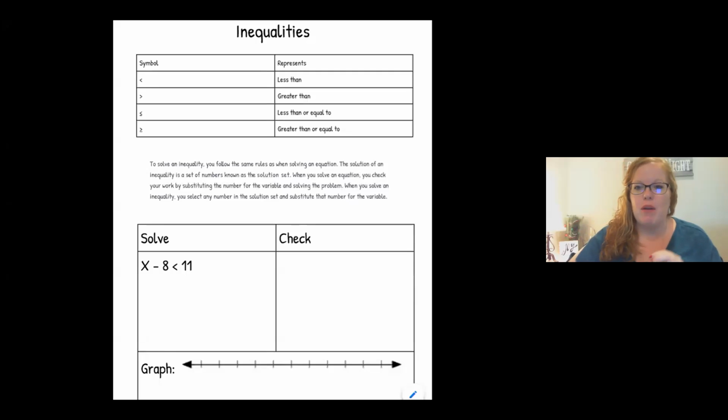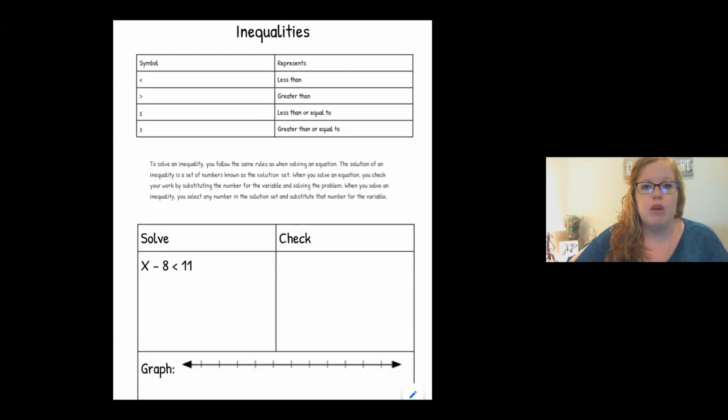Let's solve some inequalities. If you've worked with one-step, two-step, or multi-step equations, the same rules will apply to this. The only thing different is that you have little weird symbols instead of equal signs. So if you look here, I've put the different symbols that you're going to see. You have less than, greater than, less than or equal to, and greater than or equal to. You might want to keep that handy.